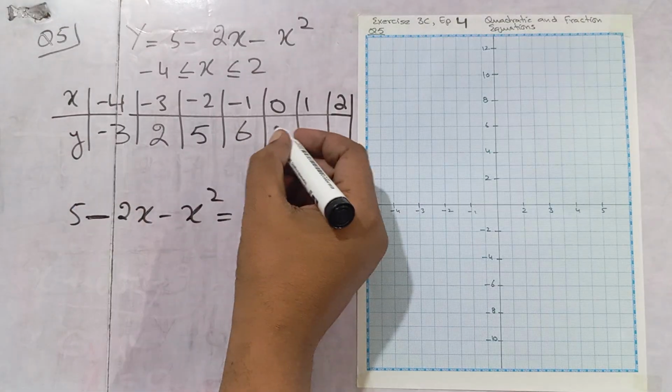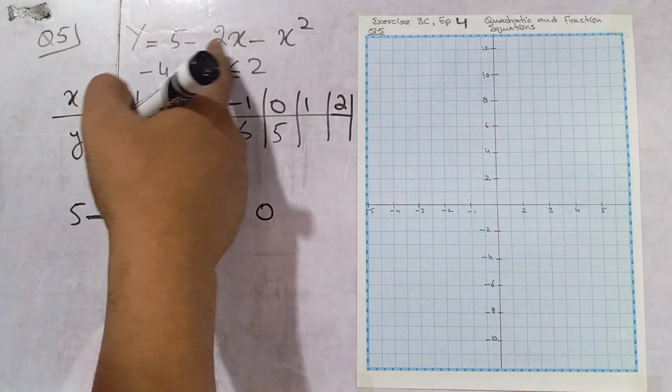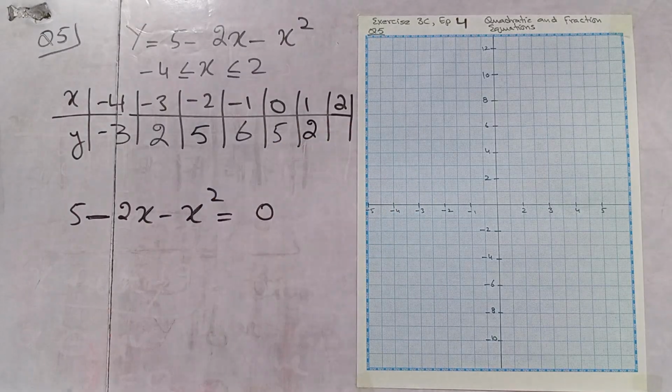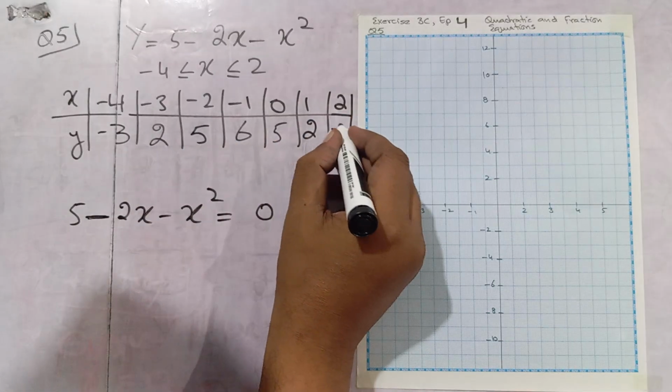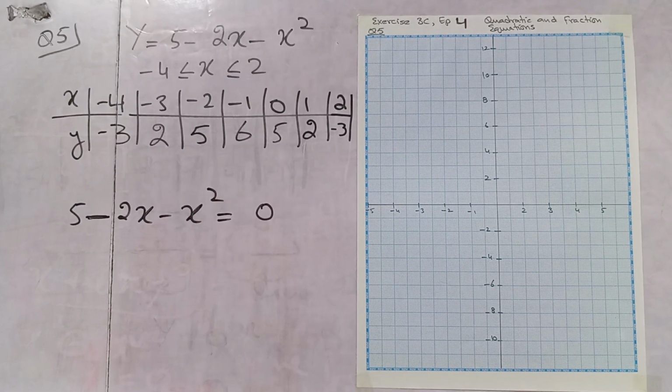Then you enter 0, and it will be 5. When you enter 1, it will be 5 minus 2 minus 1, so that will be 2. And when you enter 2, it will be 5 minus 2 multiplied by 2 minus 2 squared equals, that will be minus 3. Okay. So then I will plot these points.